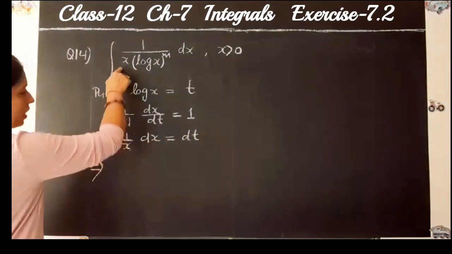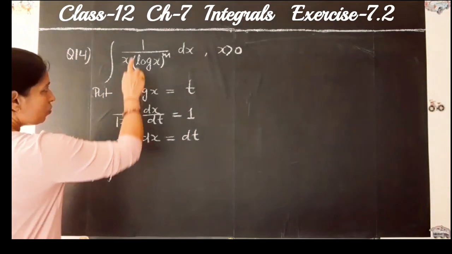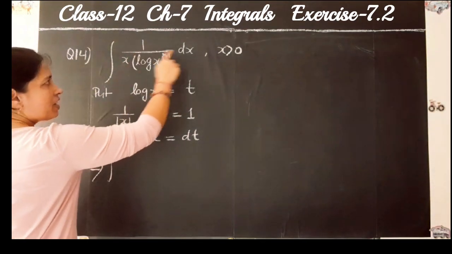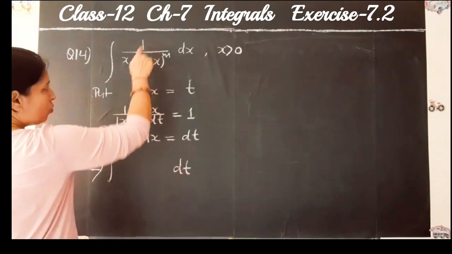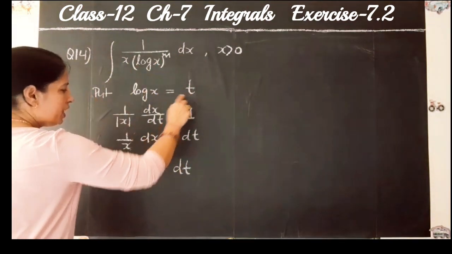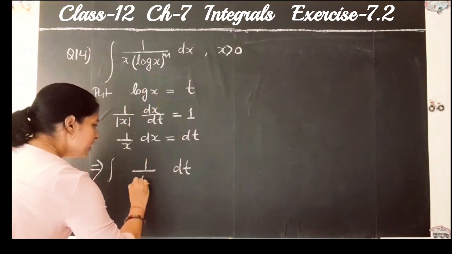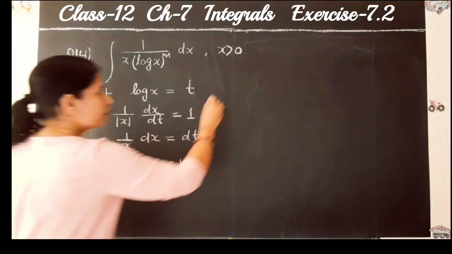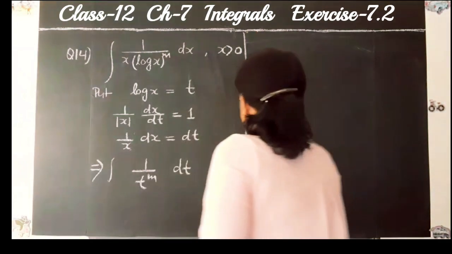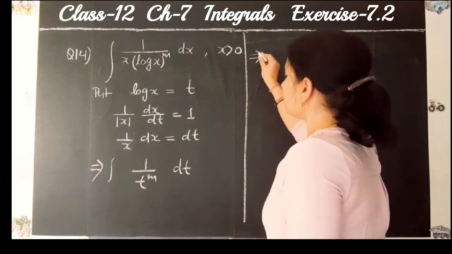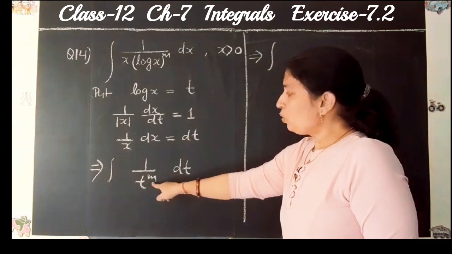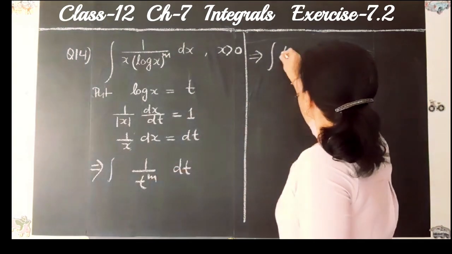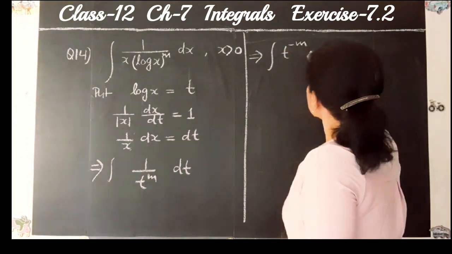So our integral becomes, right here, in place of 1 by x dx, write dt. And log x is equal to t, so it will be 1 by t power m. So we can write the integral. Here it is given 1 by t to the power m. So we can write t to the power minus m dt.